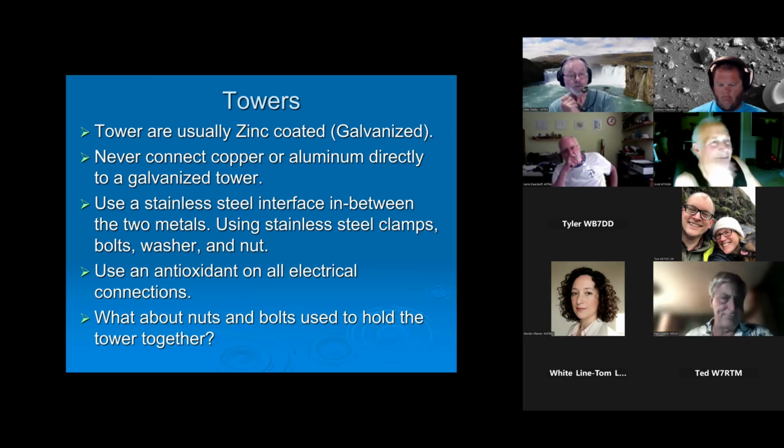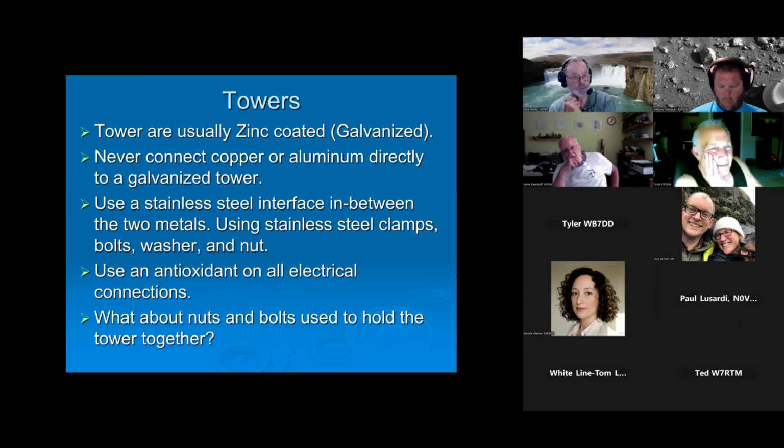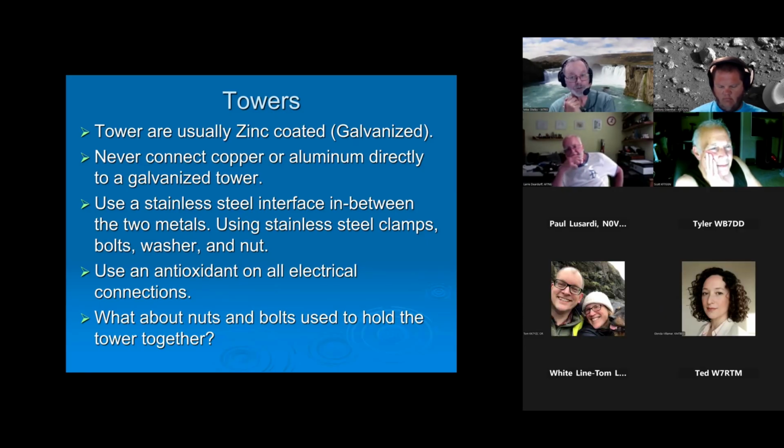Thank you. So here's another one that people don't really think about, but towers are usually zinc coated. So all your towers are always galvanized. So we know zinc and copper don't play together. So never connect copper or aluminum directly to a galvanized tower. Okay, use a stainless steel.